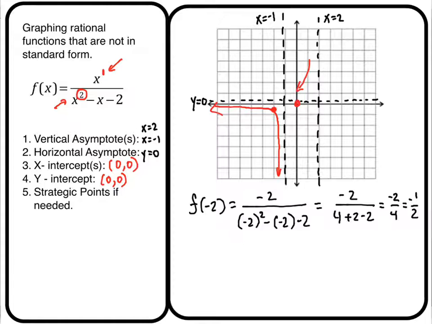So the next thing that we've got to do is find out what's going on in between these two asymptotes right here. So here's the deal. Since we can cross an asymptote, we have to test some points on this side of the vertical asymptote and that point (0, 0), and then we're going to have to test some points over here to see what the graph is doing.